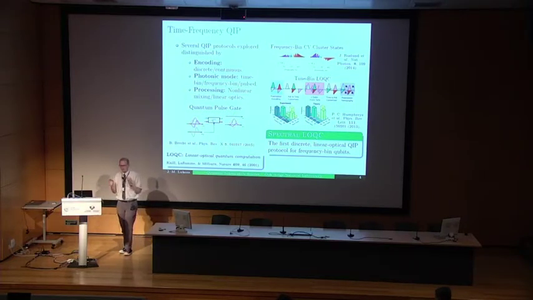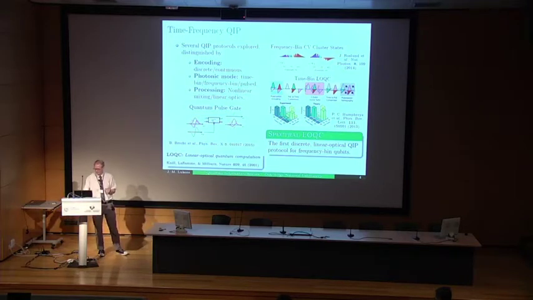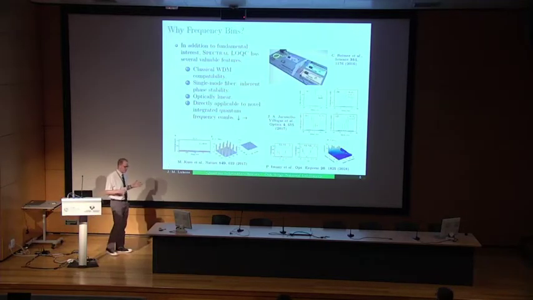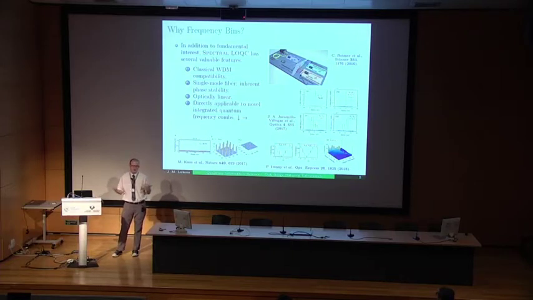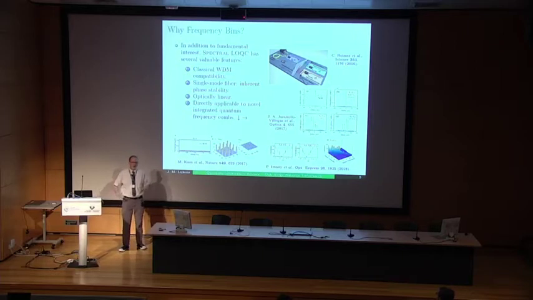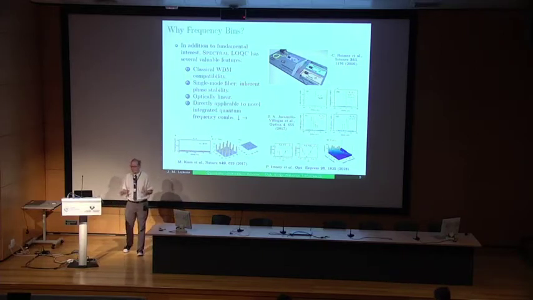So we seek, and what I'll talk about today, is developing the first discrete linear optical QIP protocol using frequency modes. And frequency bins in particular, I think, are very attractive for some of the features I mentioned before with compatibility with optical fiber. And of course, the frequency combs make a lot of sense with wavelength division multiplexing as well. So we already have the classical toolkit, so to speak, to work with these modes.